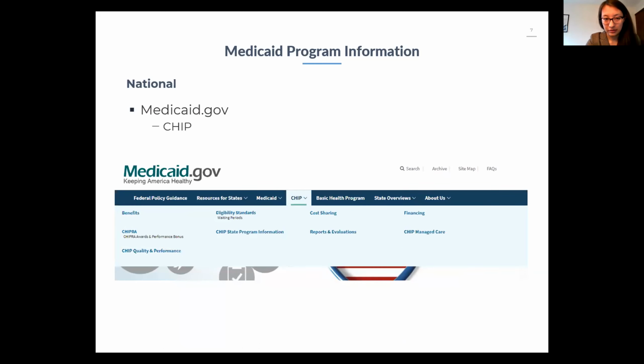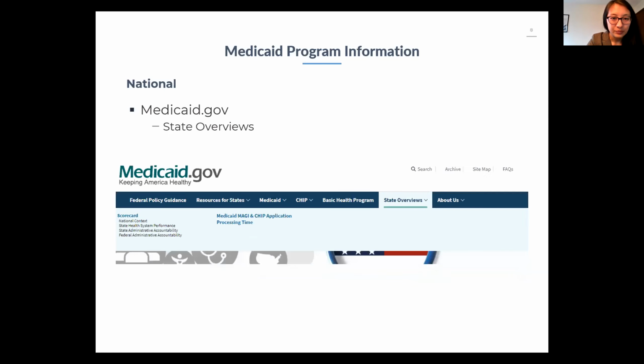Like Medicaid, this CHIP tab has information by topic and program benefit, but it's CHIP specific. Similar to those MBES reports, there are enrollment and expenditure reports specific to CHIP. So they're derived from the CMS 21, which is the accounting statement of expenditures for CHIP. So if you're interested in CHIP, you might want to be looking at the resources here.